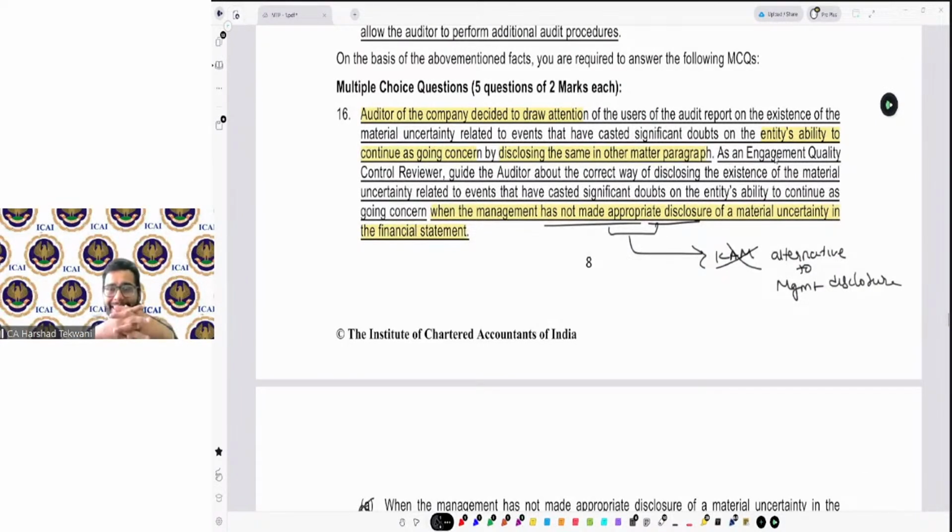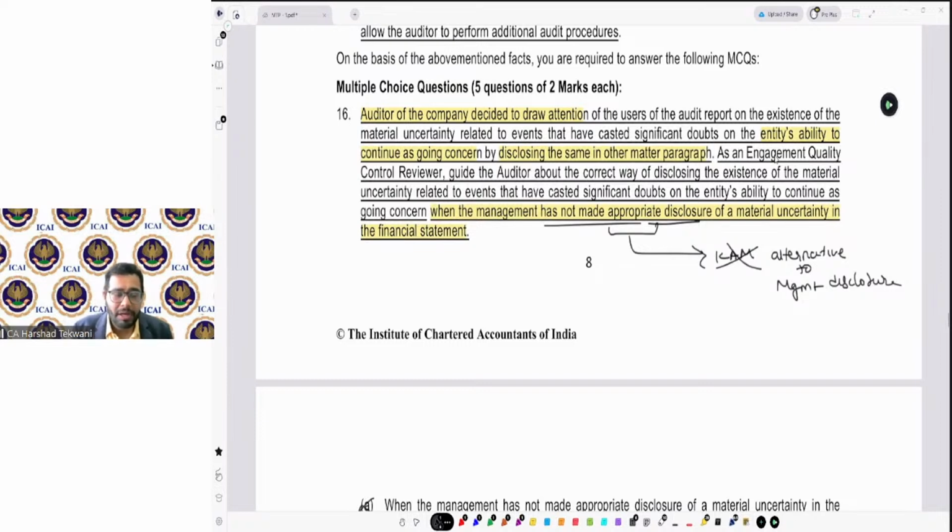See, when there is a material uncertainty related to events that have cast significant doubt on the entity's ability to continue as a going concern, in that case, we expect that the management should report and disclose such matters or such events which are generating these particular significant doubts, which are the cause of material uncertainty. If management is not disclosing about those events, then there is a problem.